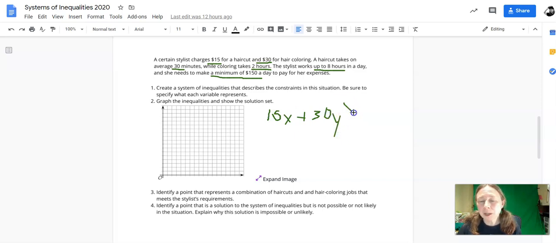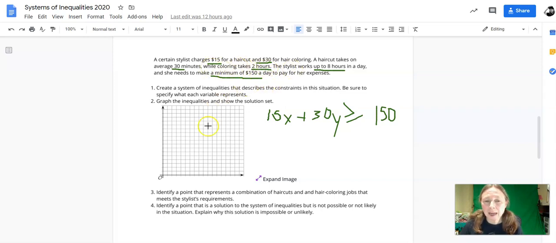It must be greater than or equal to 150 because the word problem says a minimum of $150 a day. She can make 150 and she can make more than 150, and that's okay.